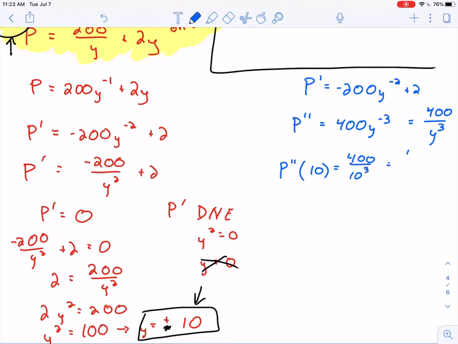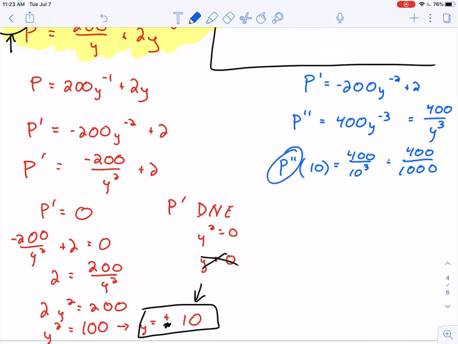So this is really 400 divided by 1,000, which I don't really care so much about. I could figure it's 4 out of 10, what is that, 0.2 as a decimal. Really, I care about the sign of that number, right? Because we're looking at the second derivative, I care about what is the sign of this. Well, it's a positive 400 over 1,000. So the second derivative is positive.